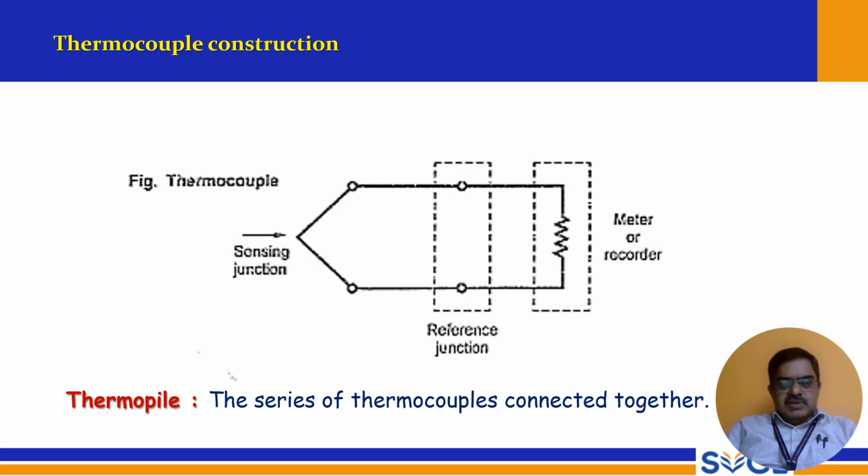So this is the thermocouple construction, and this is the sensing junction, and this is the meter or recorder, and this becomes the reference junction. And the thermopile is another device to measure temperature. It is nothing but a series of thermocouples connected together. Many thermocouples are connected in series to measure very high temperature situations like that.